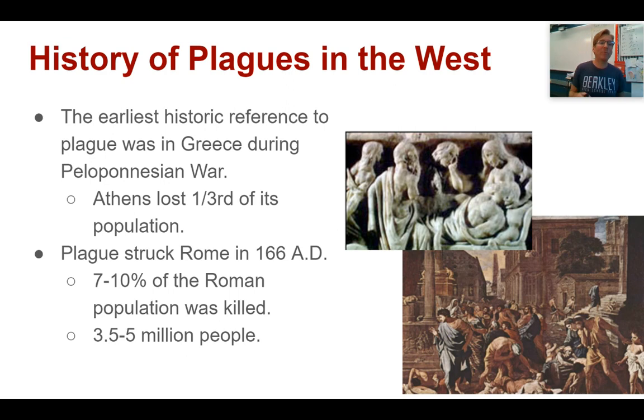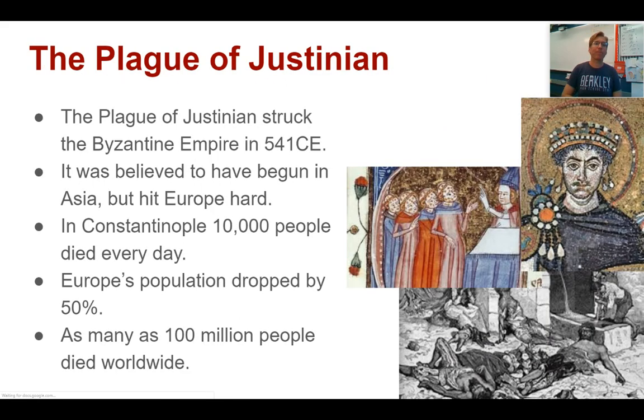The plague then pops up again in Rome in 166 AD. 7 to 10% of the Roman Empire's population was killed during this time. So it was a much bigger spread, smaller fatality rate, but still a much larger number of overall deaths because of the population of the empire as a whole at that time. It's estimated somewhere between 3.5 and 5 million people died in this outbreak of the plague.